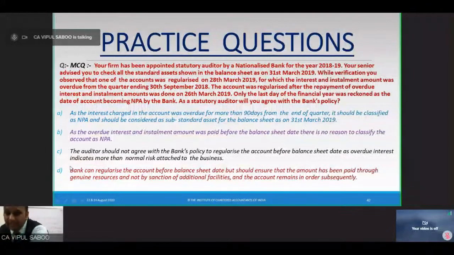We can term it as NPA if these three conditions are not satisfied. If these three conditions are satisfied, it has been paid through genuine resources, it has not been met by the sanction of additional loan or facility, and the account remains in order after March as well, in April, May, June, whenever we are auditing. Right? The correct answer is D. So let us move further.